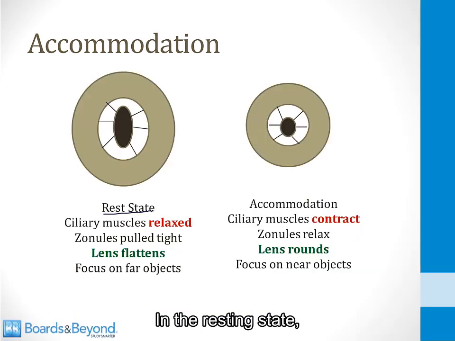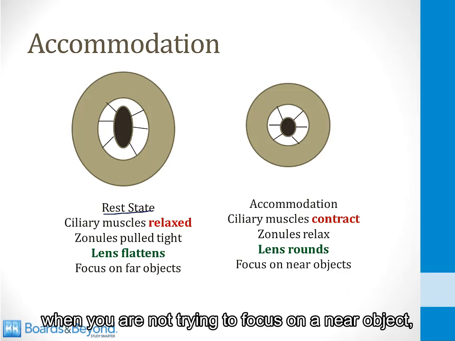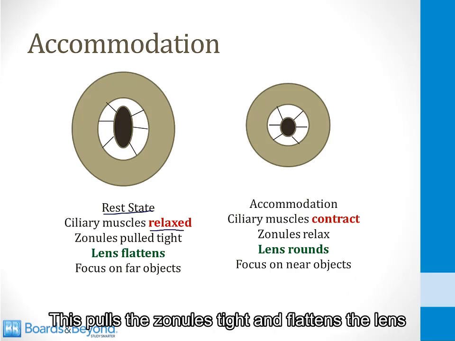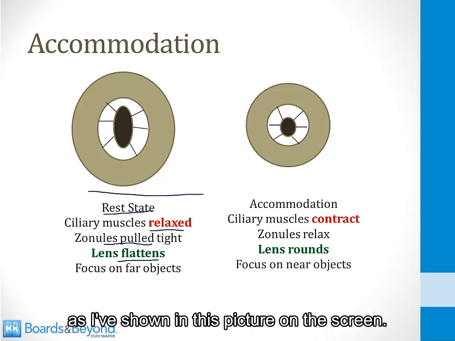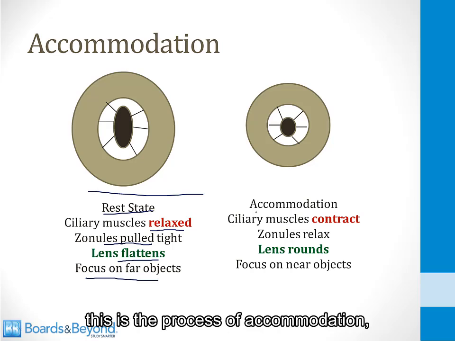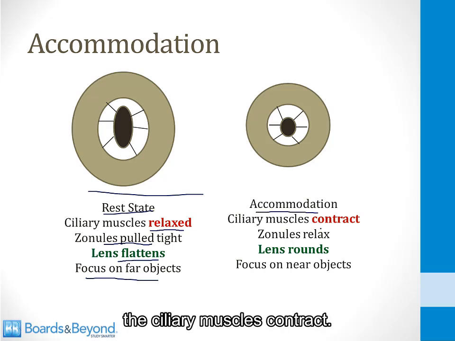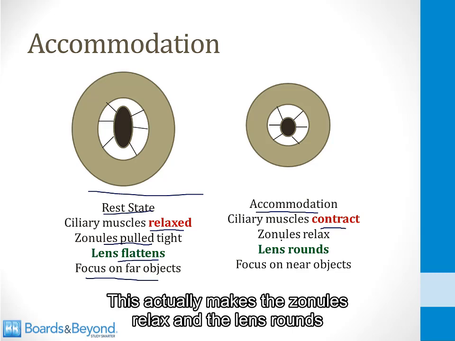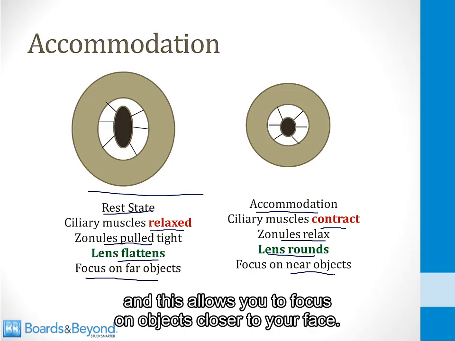In the resting state, when you are not trying to focus on a near object, the ciliary muscles are relaxed. This pulls the zonules tight and flattens the lens, as I've shown in this picture on the screen. And this is what your lens is doing when you focus on faraway objects. When you try to look at a near object, this is the process of accommodation. The ciliary muscles contract. This actually makes the zonules relax and the lens rounds, and this allows you to focus on objects closer to your face.